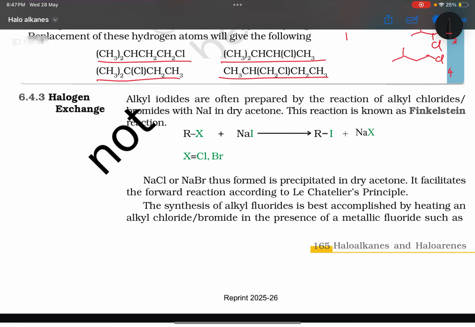Alkyl iodides. Okay, alkyl iodides are often prepared by the reaction of alkyl chlorides or bromides with sodium iodide in dry acetone. This reaction is called Finkelstein reaction. RX plus NaI gives RI plus NaX. This is said to be an SN2 reaction. Remember this point. NaCl or NaBr thus formed is precipitated in dry acetone. It facilitates the forward direction according to Le Chatelier's principle.